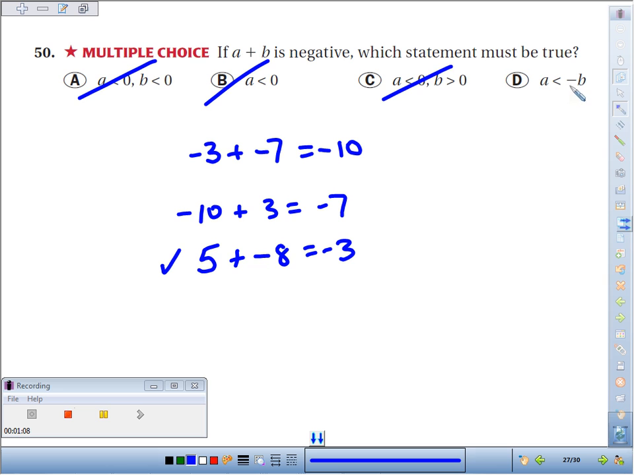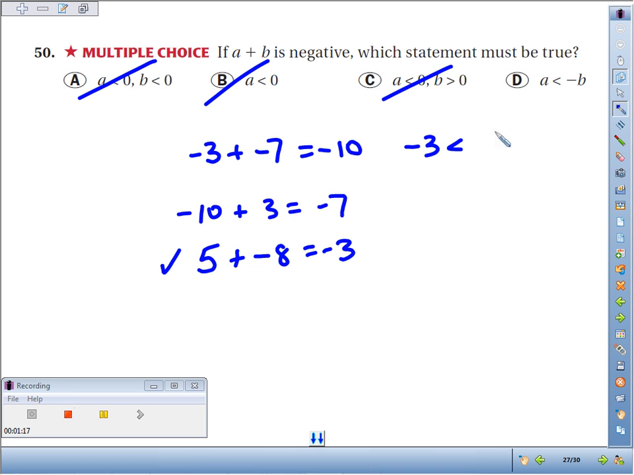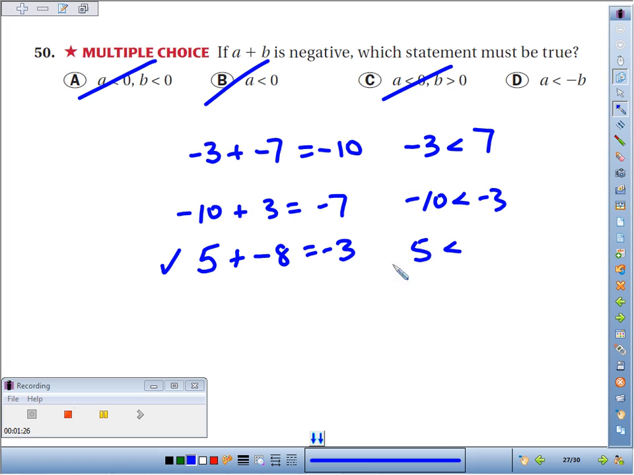Does a have to be less than the opposite of b? Is negative 3 less than the opposite of negative 7? Yeah. Is negative 10 less than the opposite of 3? Yep. Is 5 less than the opposite of negative 8? Yep. I think D is our best choice.